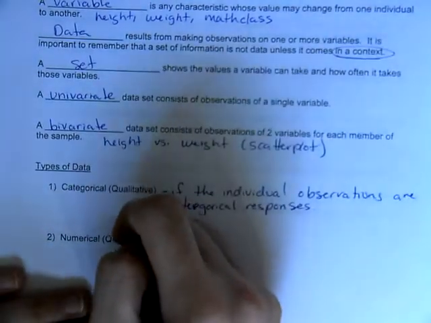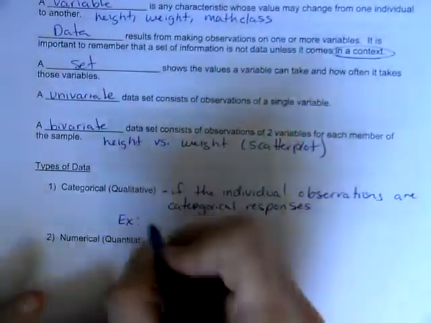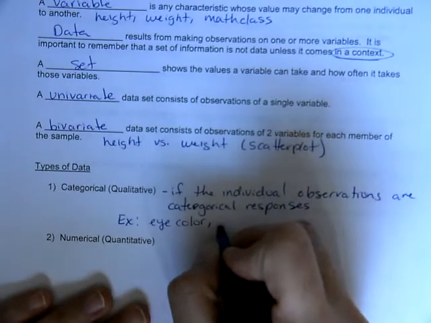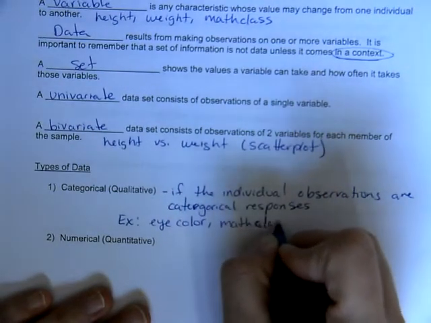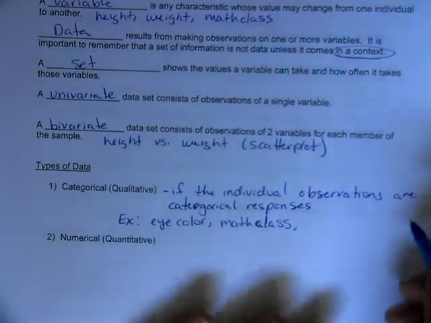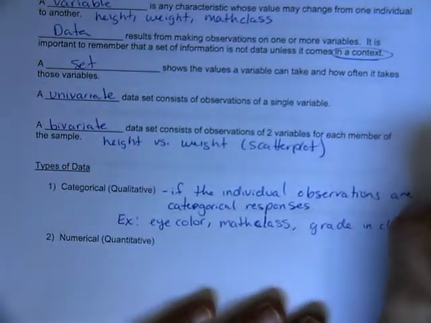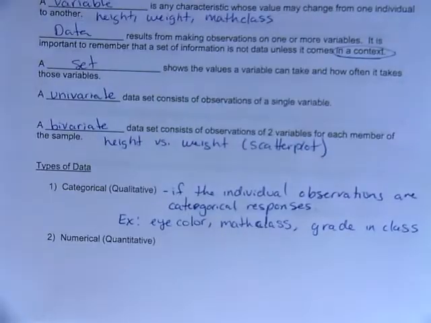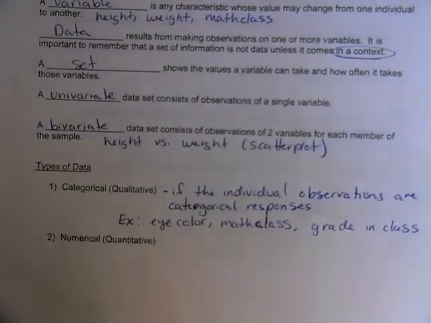So, for example, eye color would be one. That would be a category. Math class would be a category. It could be your actual grade in the class. Now, I know that could be like numerical, right? But it's also a category. So some categories do have numbers in them.